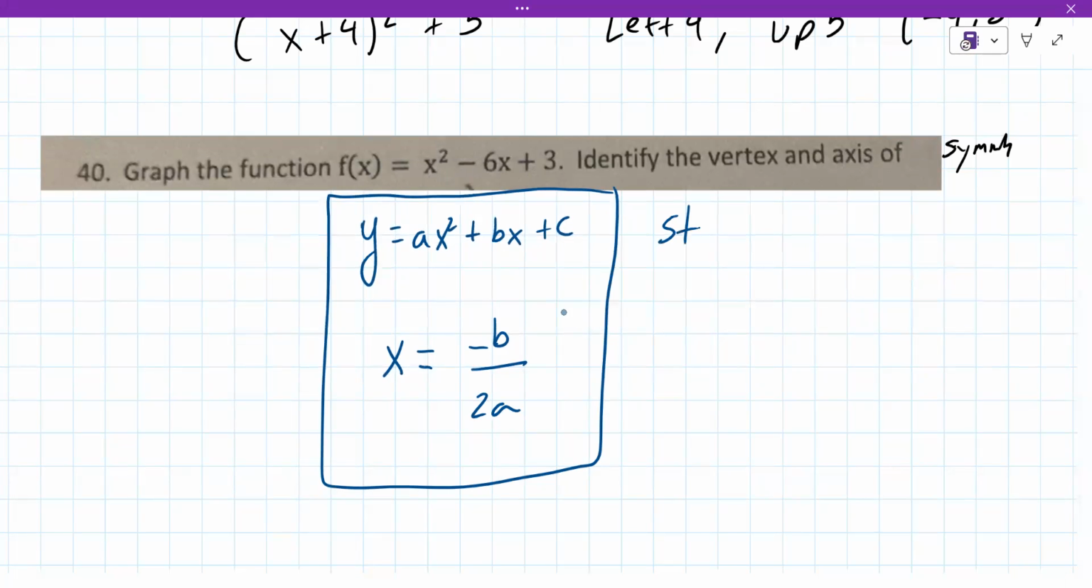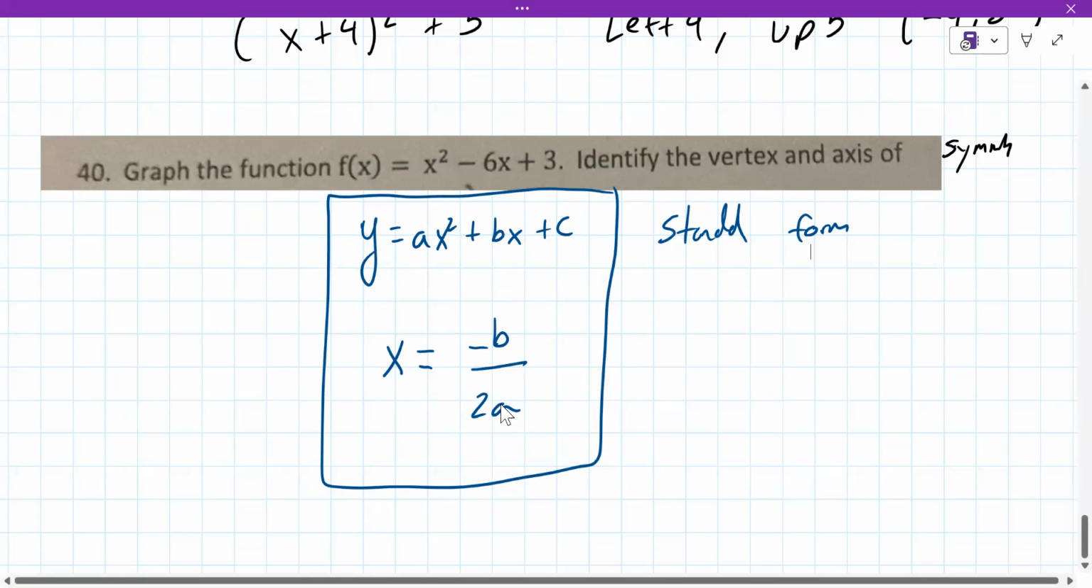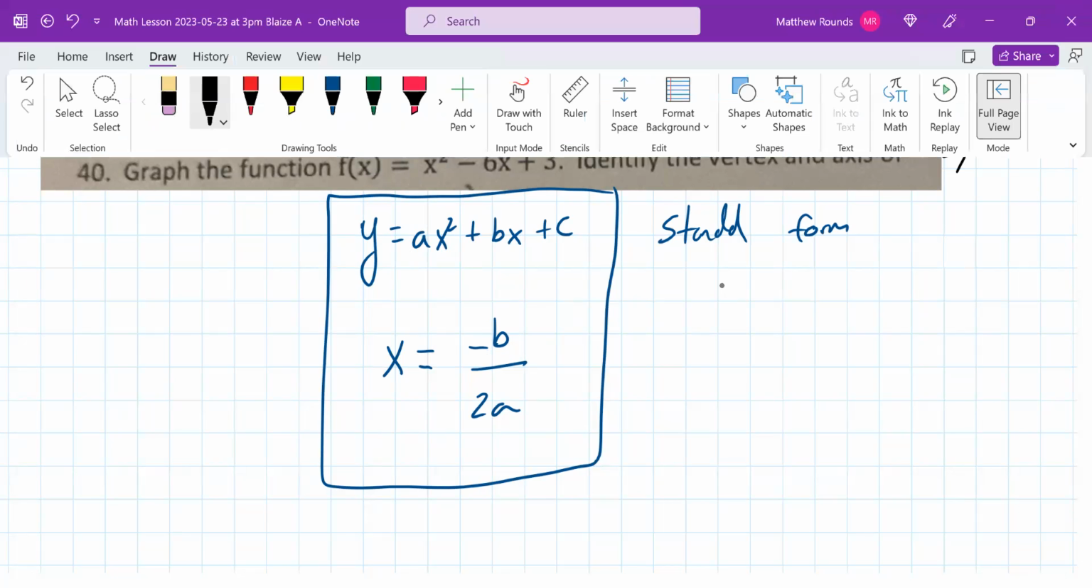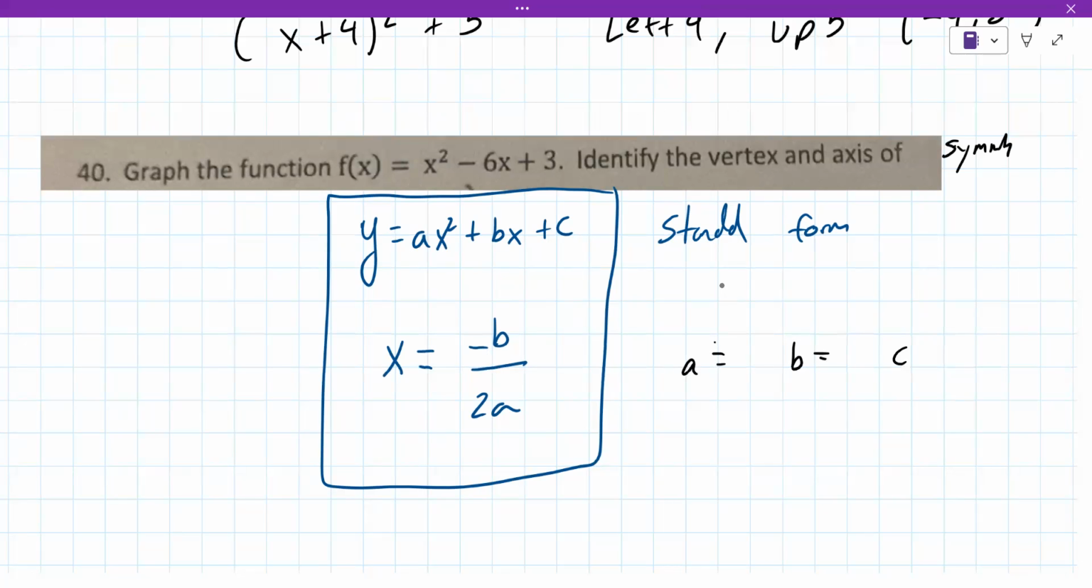This is standard form. I think I have f of x equals ax squared plus bx plus c. I have that. Good. Do you have the vertex as well? I have x equals negative b over 2a. Fantastic. Okay. So now we go to your problem here, and you have to tell me the value of a, b, and c.